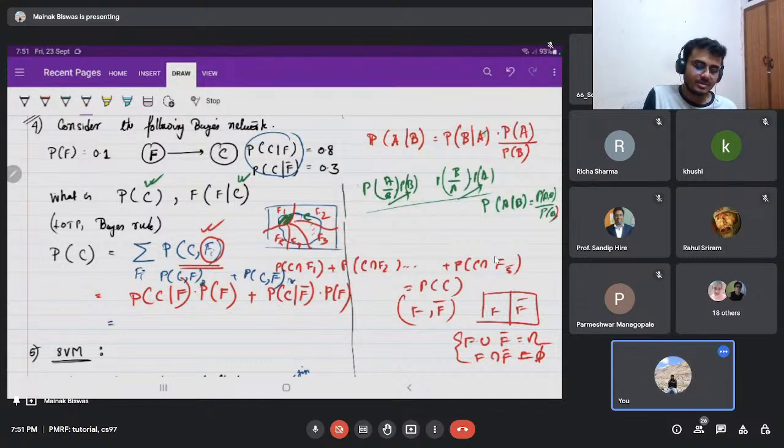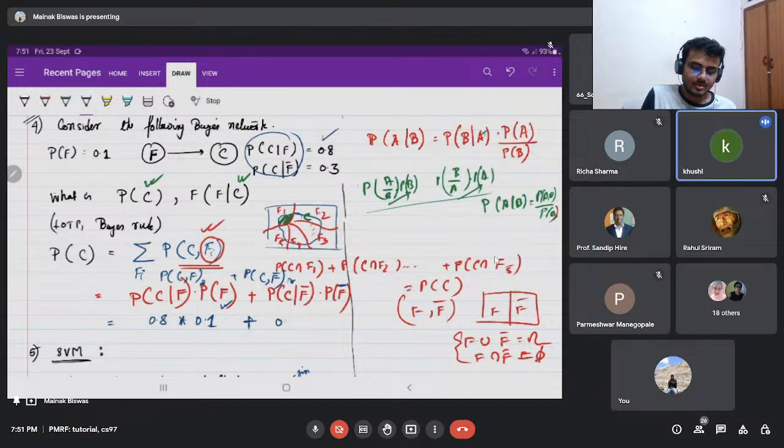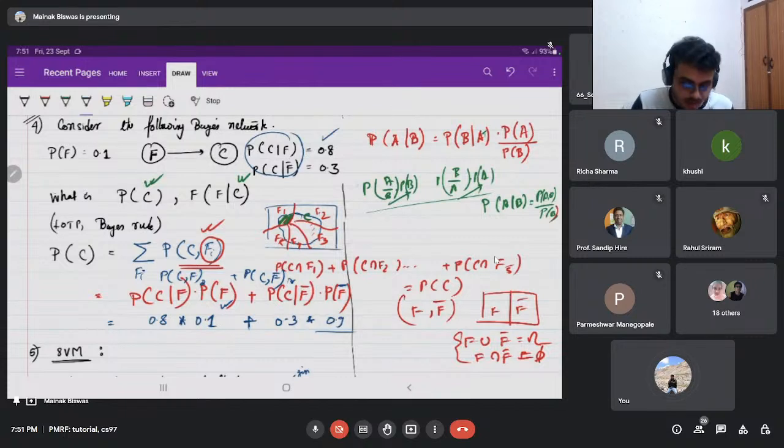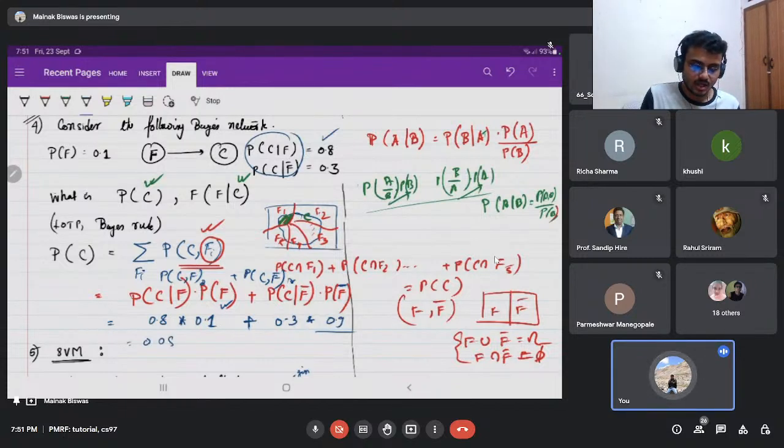This is given to you, 0.8. This is also given to you, what is it, 0.1, and the next term someone will have to prompt. 0.3. Into 0.9. Correct. That's great. So this is your 0.08 plus 0.27. Correct.